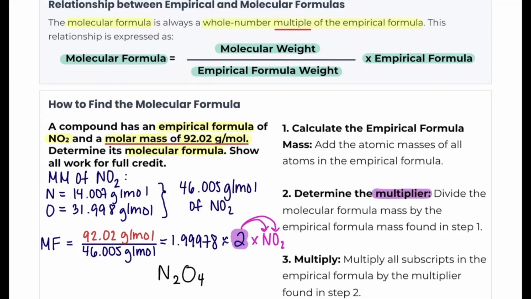And one little quick tip for you guys, if your teacher gives you, say, the molecular formula, like in this example, let's say the teacher gives you N2O4 and asks for the empirical formula. You can simply just divide the subscripts by their greatest common factor. So for example, N2O4, if you divide everything by 2, you'll get NO2, which is essentially the empirical formula, right? It's back to its simplest form.